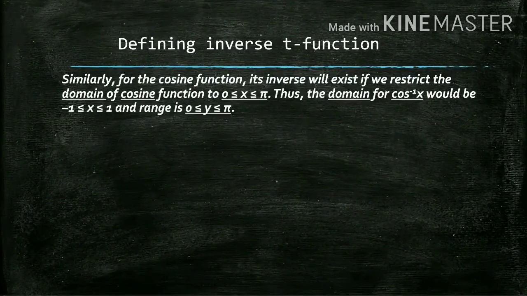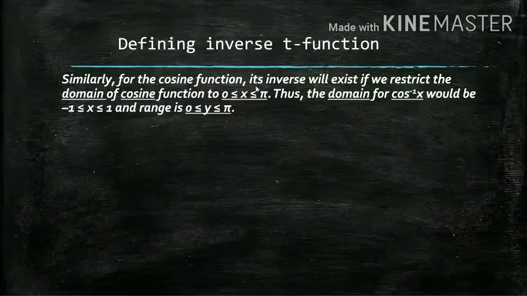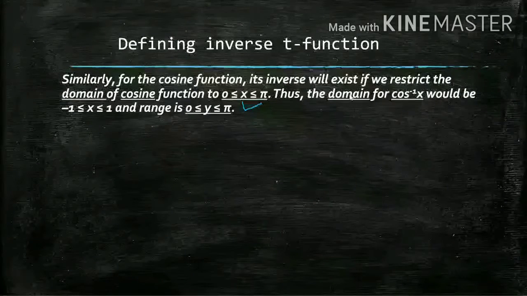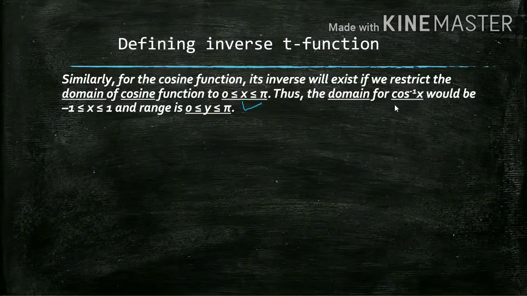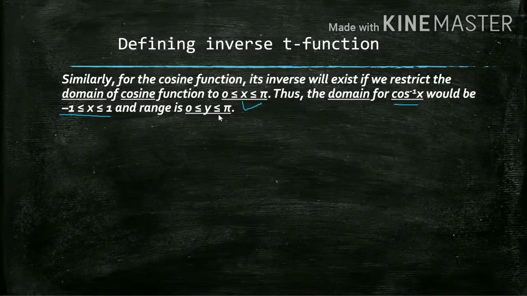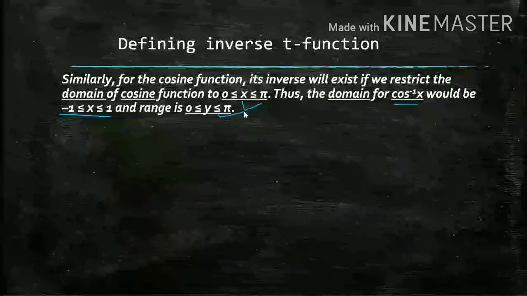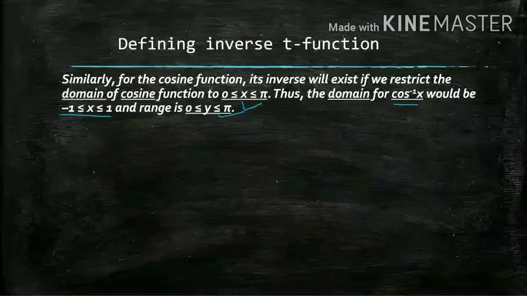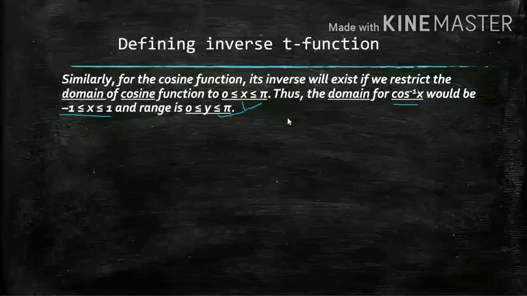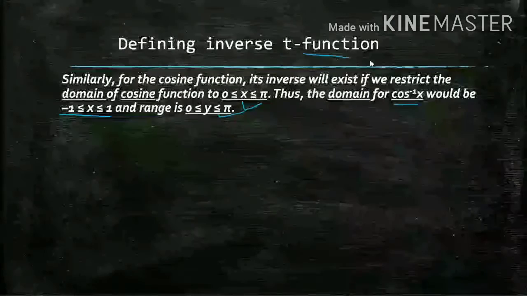Now, similarly, for the cosine function also, its inverse will exist if I just restrict its domain to the closed interval 0, pi for the cosine function. That means the domain for the cosine inverse function would be -1 to 1 and the range would be 0 to pi. So it's also restricted to this one. Earlier I told you the domain and the range for the whole that you can take, but now I'm telling you the restricted range which is allowed for it to define a function.